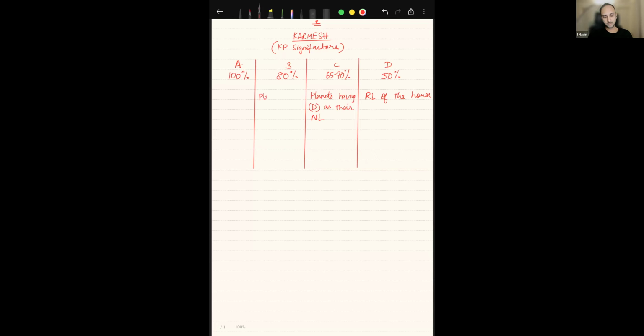B is planets sitting in that house, whichever house we are considering. All right. And A is the same again: planets having B as their nakshatra lord. As simple as that. ABCD significators. All right.